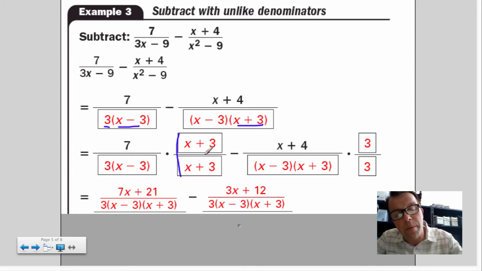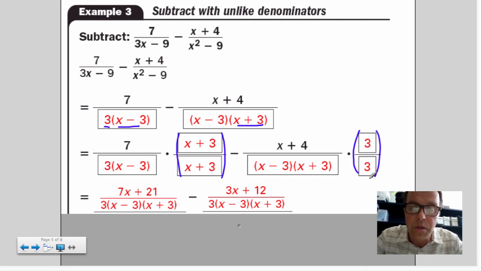So I will multiply top and bottom again. Love the big parentheses, right? This is a common one, very unusual one. 3 over 3 should feel more comfortable from your adding and subtracting fractions. Here you should take the time now to distribute 7 into x, 7 into 3, and then check this out.